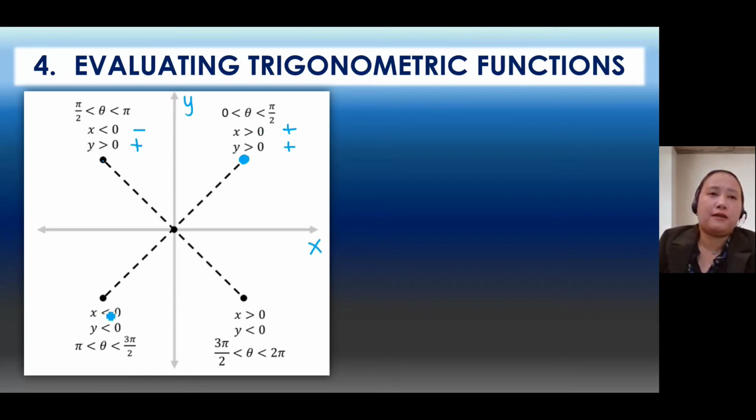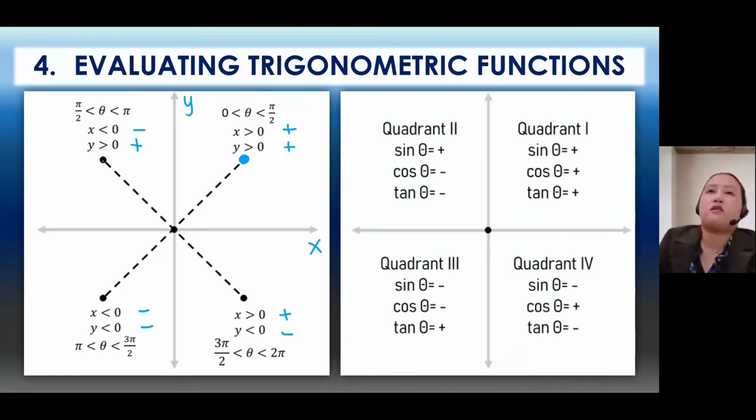Second quadrant. On the third quadrant, since both are less than 0, we have negative and negative. And on the fourth quadrant, we have x greater than 0, so this is positive, and y less than 0, so we have negative. So we have positive and negative. Here we have another illustration of the quadrants 1, 2, 3, and 4. You can see that sine, cosine, and tangent on the first quadrant are all positive. In the second quadrant, only sine is positive; cosine and tangent are negative.